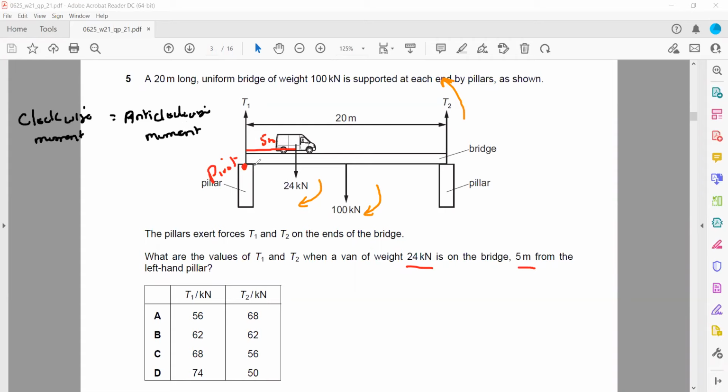When an object is in equilibrium, the clockwise and anti-clockwise moments are equal. So this is 24 kilonewton. Because all the options are in kilonewton, I don't have to convert the unit. So I can simply write 24 multiplied by the distance from the pivot, that is 5, plus the force 100 kilonewton multiplied by the distance from the pivot.